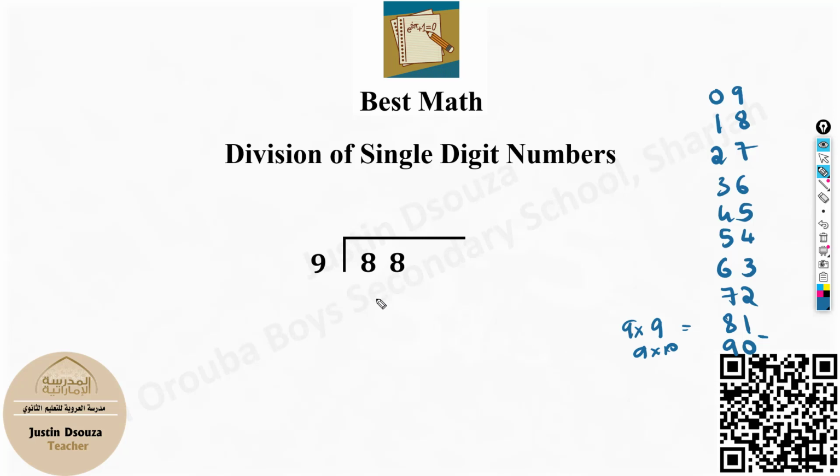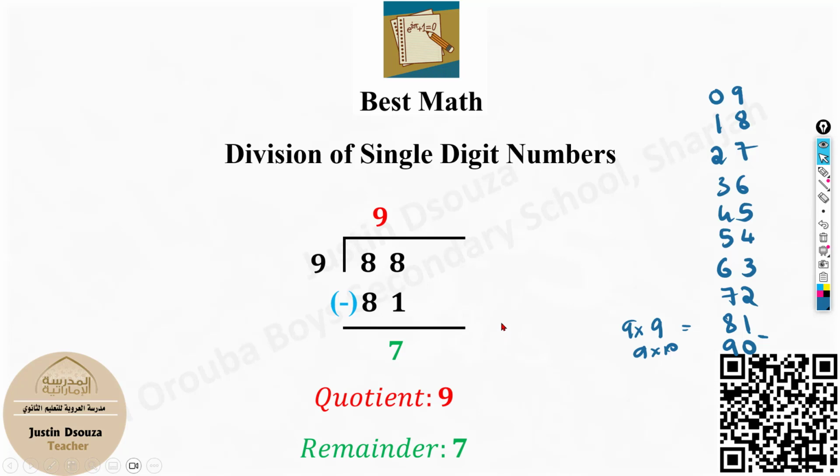Don't take 90 because it exceeds 88. You need to take 81 now. So all you do is write 9 times 9 is 81 and subtract here. The answer is 7. The quotient is 9, remainder is 7. And this is how you do division of single digit numbers.